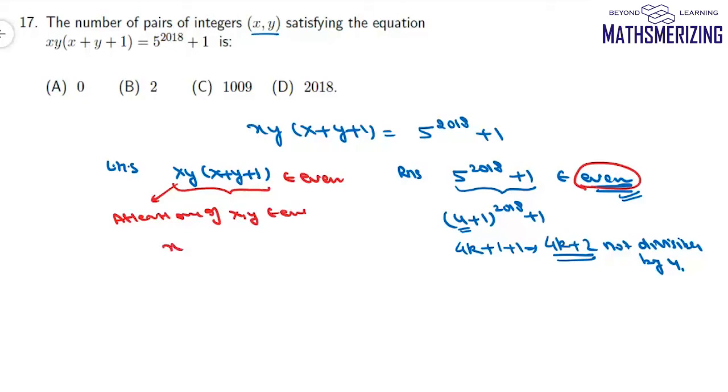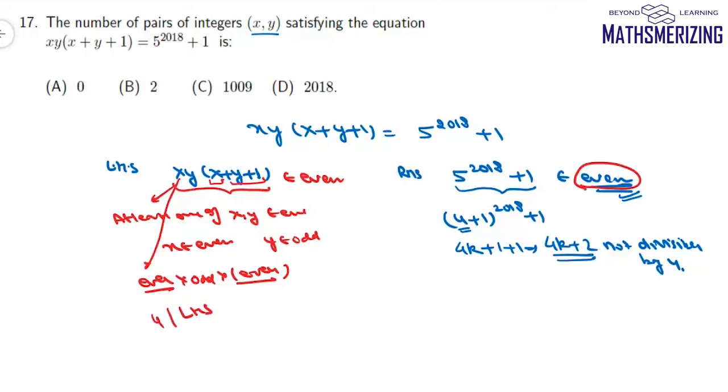So suppose x is even and y is odd. Now if x is even and y is odd, then x is even, and y plus 1, being odd plus 1, is also even. So this number will also be even. So it is even into even. So it means this left hand side is divisible by 4. So 4 divides the left hand side.